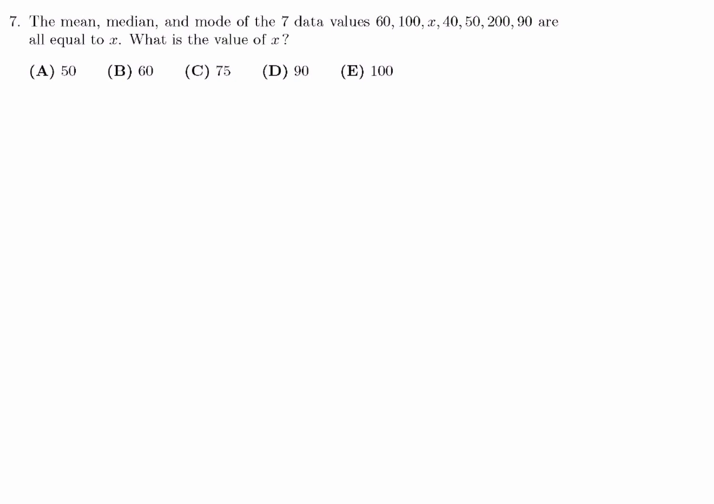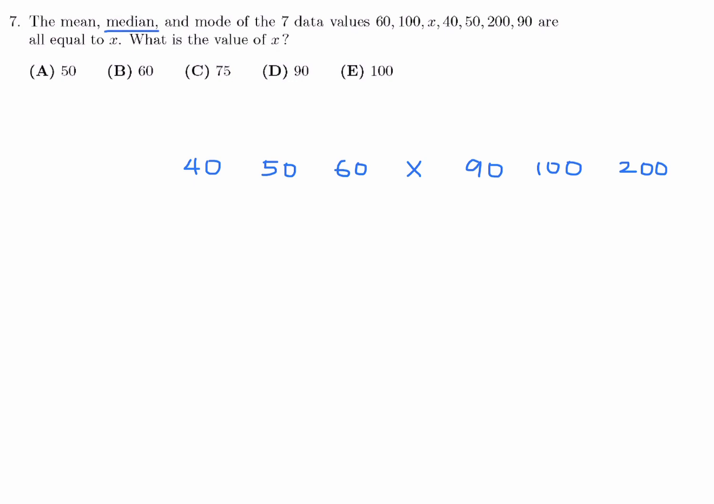The mean, median, and mode of the 7 data values are all equal to x. What is the value of x? Well, let's rearrange these. We have 40, 50, 60, and 90, 100, and 200. And then the median is x. So the median is the middle value. So this is the arrangement from smallest to largest. Okay, so I've got the median in there.